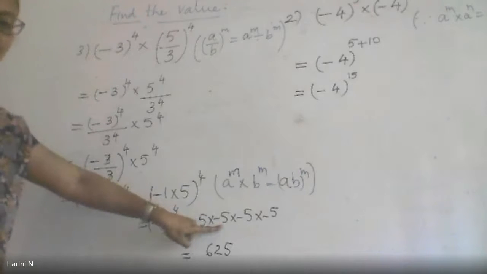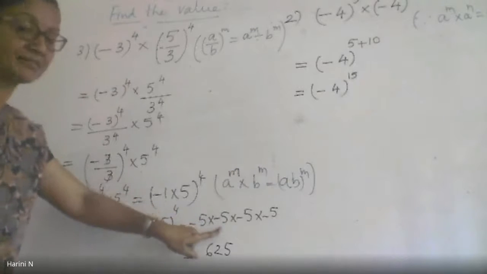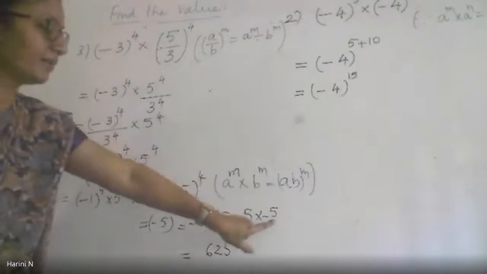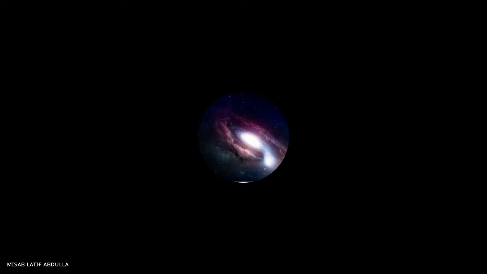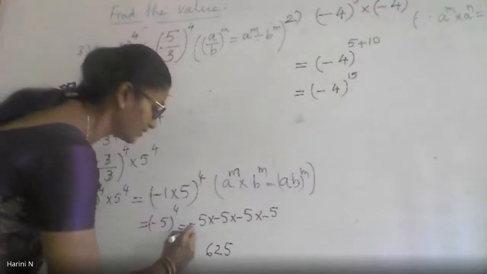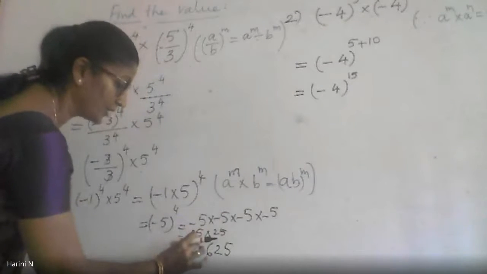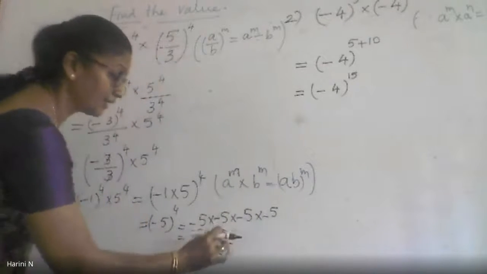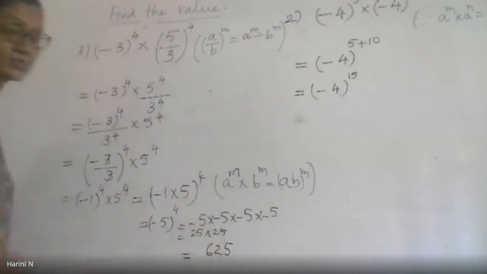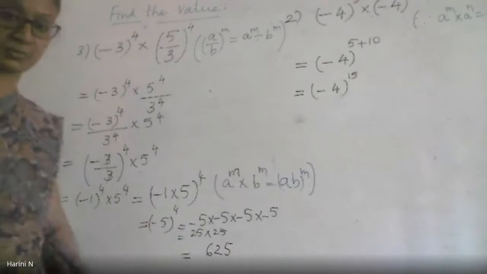Negative into positive gives negative. What is positive times negative? Negative. Negative multiplied with negative? Positive. Again, this negative is multiplied by negative, so it is positive. Means you are seeing it as 25 into 25. Negative 5 into negative 5 is 25. 25 square is 625. That's why you are getting a positive 625.